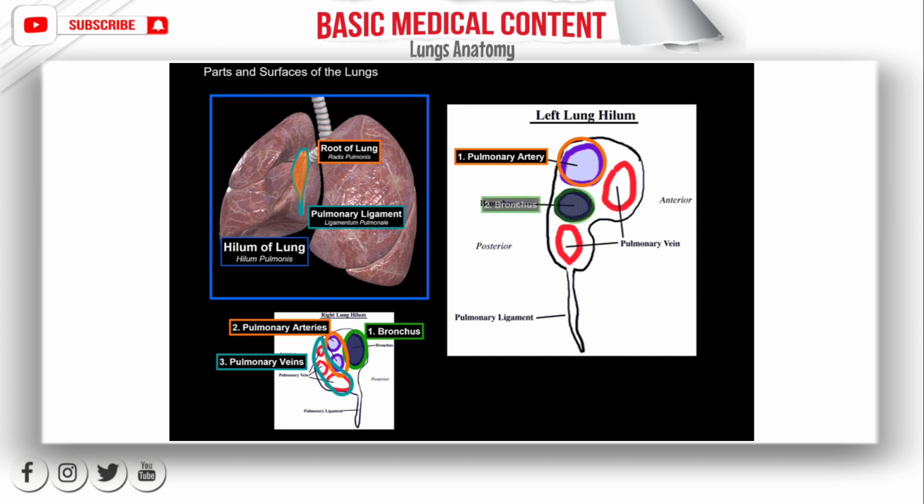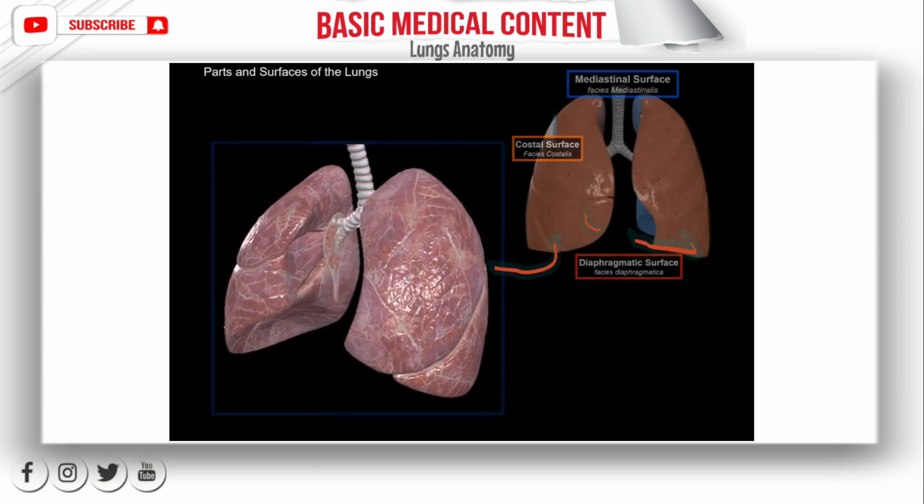Then there's the bronchus, and below that there are the pulmonary veins. And there's a mnemonic you can use if you need to know this arrangement that goes "bright is right," where B stands for bronchus, just to remember that the right lung is where the bronchus is the highest structure. So that was the mediastinal surface.